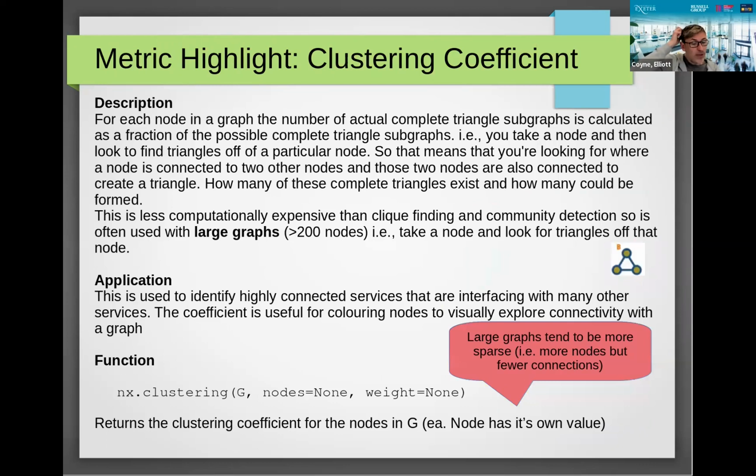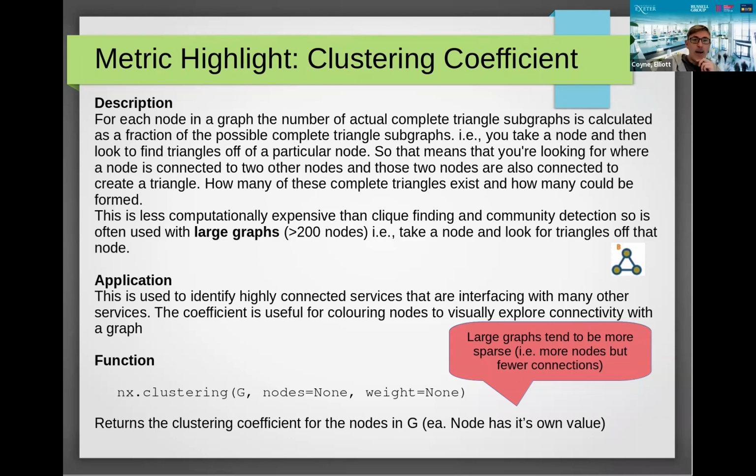So next, we have our clustering coefficients. This is a useful approach to see if you've got services that are working closely with one another. As it says here, for each node in a graph, the number of actual complete triangle subgraphs is calculated as a fraction of the possible complete triangle subgraphs. What that means is you take a node and look for triangles off it. Just like we have B, one node connected to two others, and those two are also connected to one another. So really you're trying to identify the number of these complete triangles that exist.